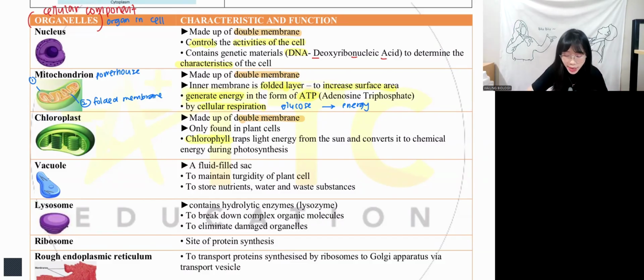You can write trap sunlight. You can also write absorb sunlight. They will convert it into chemical energy. Chemical means what? Food. They will convert light into chemical energy, which means from the light they will break down and then form food, which is glucose.